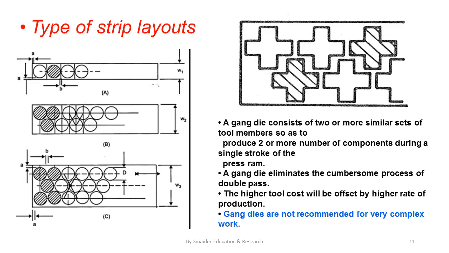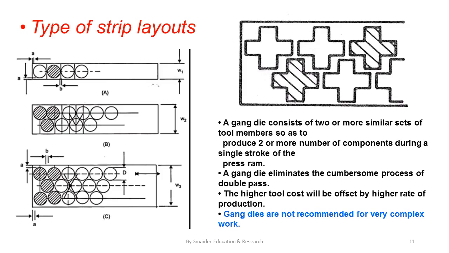A gang die eliminates the cumbersome process of double pass. The higher tool cost will be offset by a higher rate of production. Here your tool cost may be on the higher side because you are using 2 sets of die and punch, but at the end, when your productivity is higher, it will surpass your investment. So when your volume is very high, you are saving a lot of scrap, so you may consider in that case a gang punch or die.